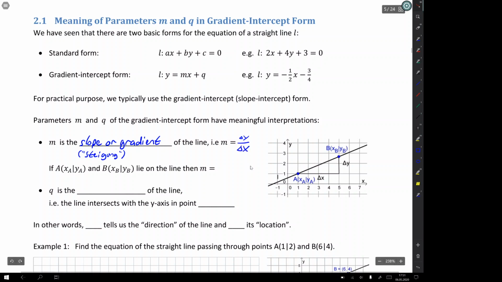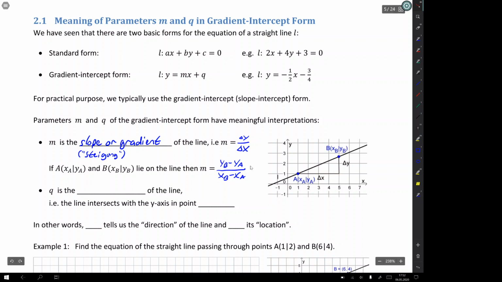So the line L passing through these two points A and B has the gradient delta y, which means yb minus ya, that's the delta y, divided by the delta x, which is then just xb minus xa. Here, xb minus xa, this distance.